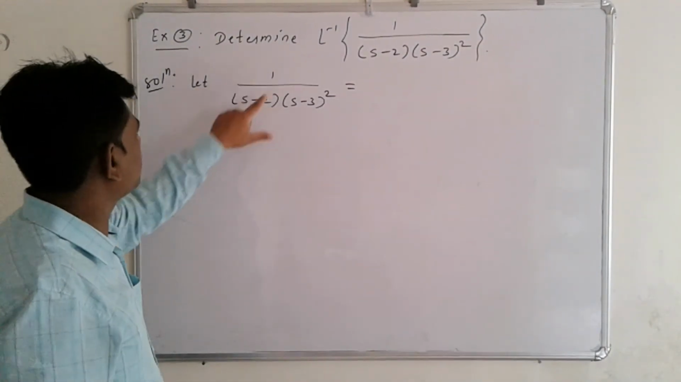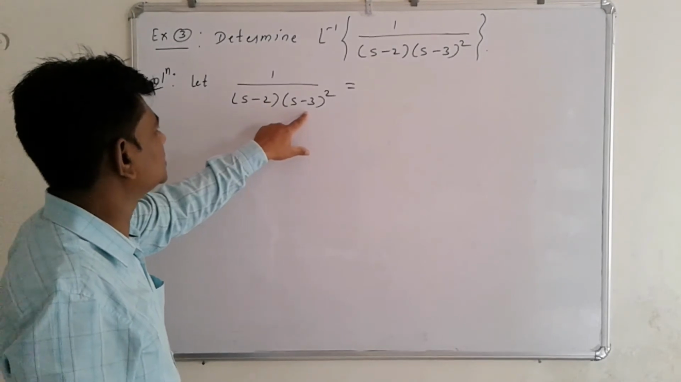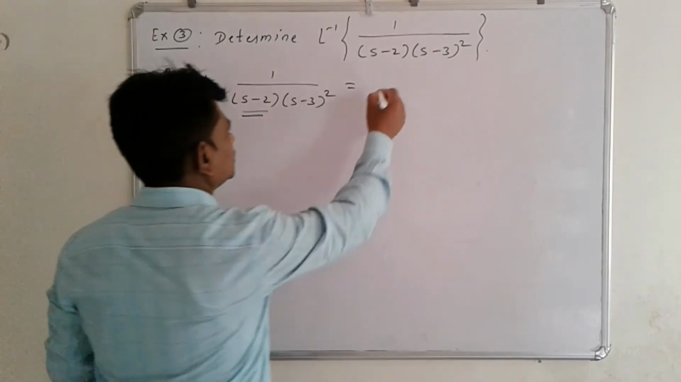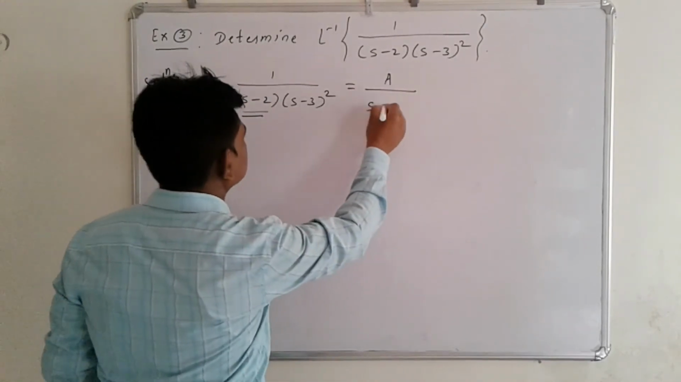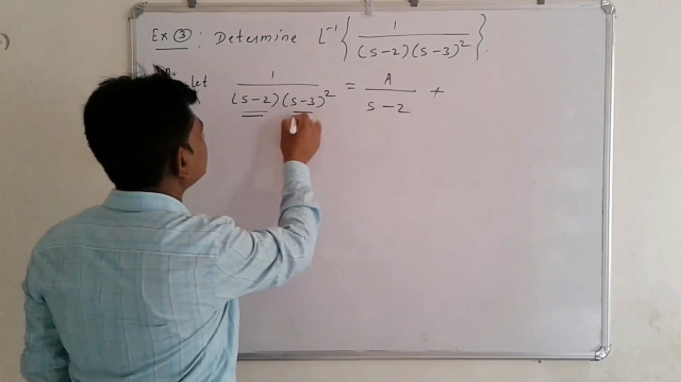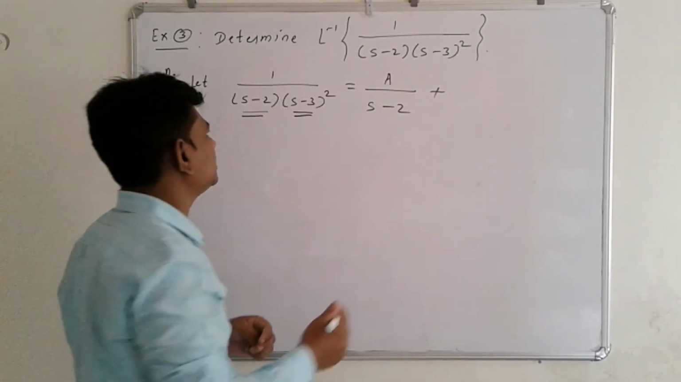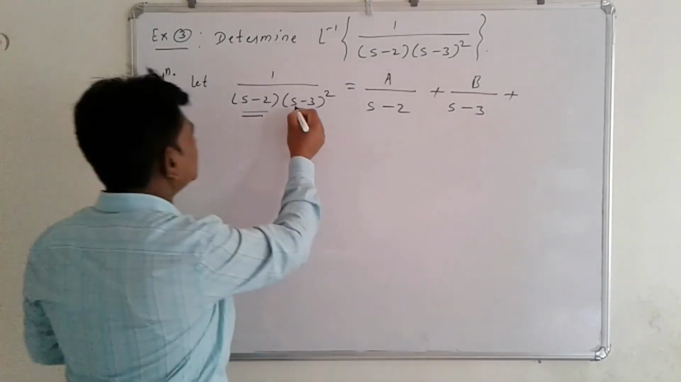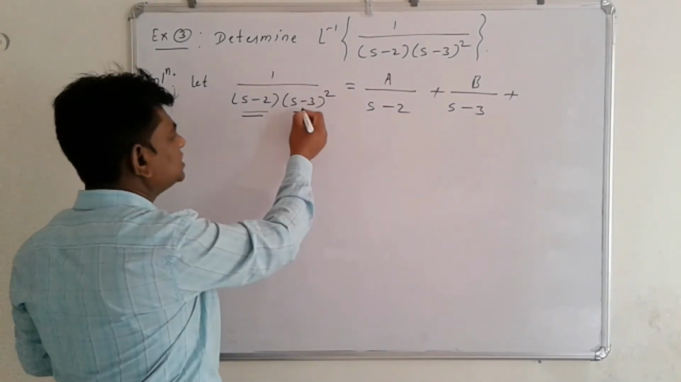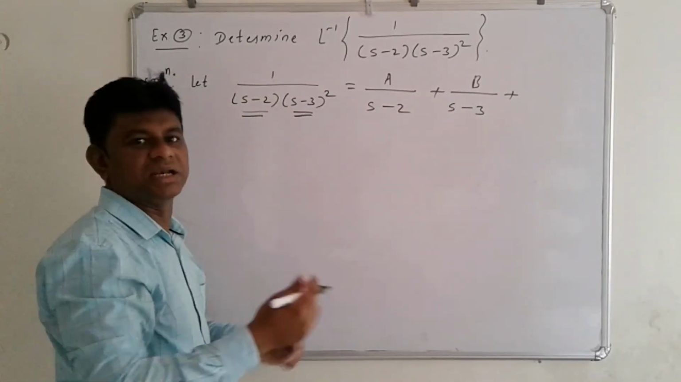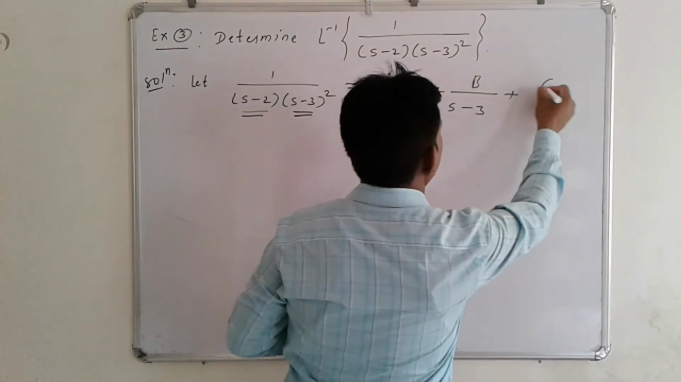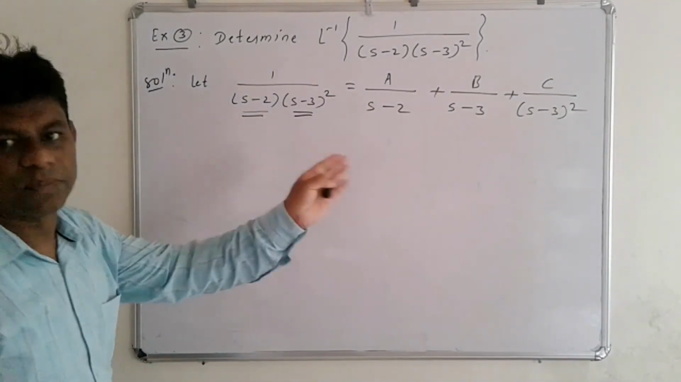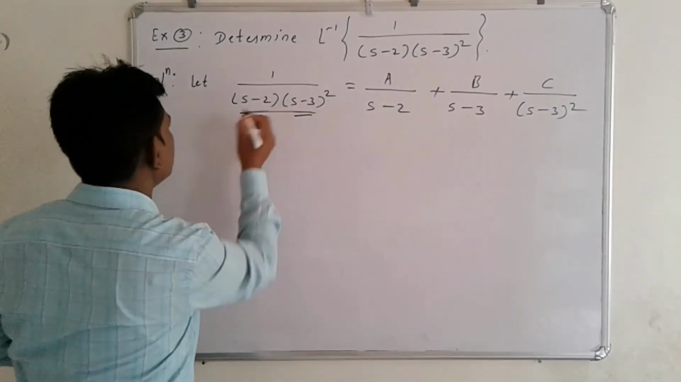So let 1 upon (s minus 2)(s minus 3) whole square be equal to, so this s minus 2 is the linear factor, so we use constant A for this first linear factor, plus this s minus 3 again is a linear factor, so B upon s minus 3. But this (s minus 3) whole square means s minus 3 is the repeated linear factor, so we use a third constant C for this (s minus 3) whole square.